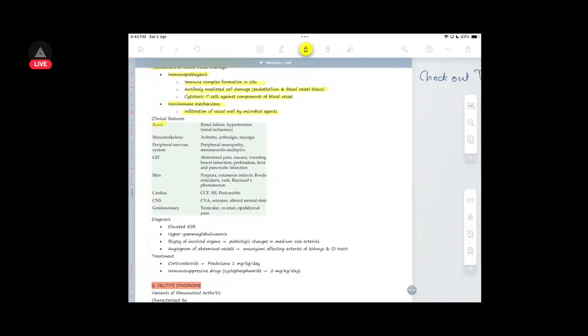So clinical features, you have renal, musculoskeletal, peripheral nervous system, GIT, skin, cardiac, CNS, and genitourinary. Renal: you have renal failure and hypertension. Musculoskeletal: arthritis can be seen. Peripheral neuropathy can be seen. GIT: you have abdominal pain, nausea, vomiting. Peripheral cutaneous rashes, all those skin rashes and all. You can have infarcts in the liver, pancreas, bowel, everywhere. Infarction is one important point.